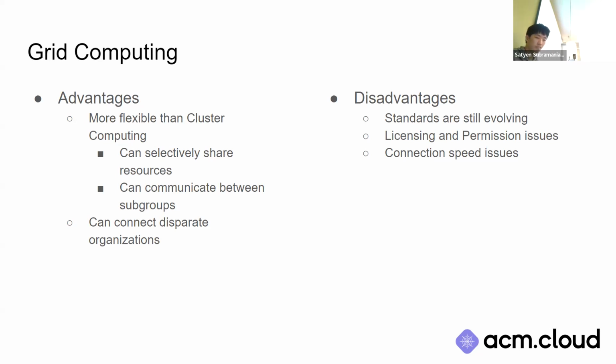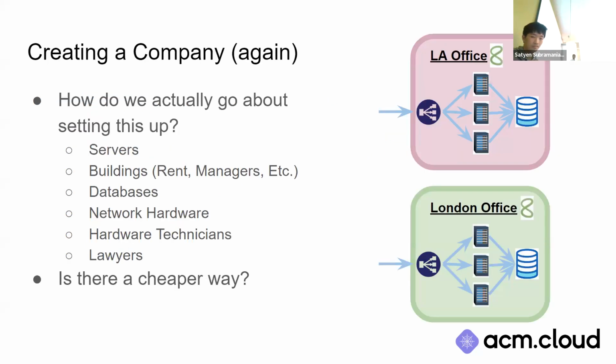And then the disadvantages are that because it's a little bit more free form, the standards for it are still evolving. And then you could run into some licensing and permissioning issues. And then again, connection issues, right? The whole idea behind this is to do things quickly, right? That's the whole idea behind why we want a distributed system. But when you have distributed systems disparate across the globe, latency always is an issue, no matter how much we try to hide it. Okay. Any questions before we move on?